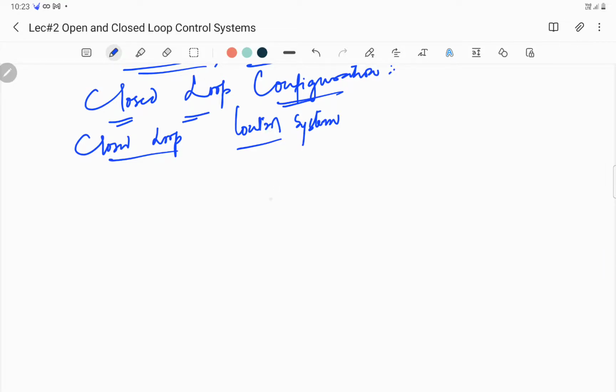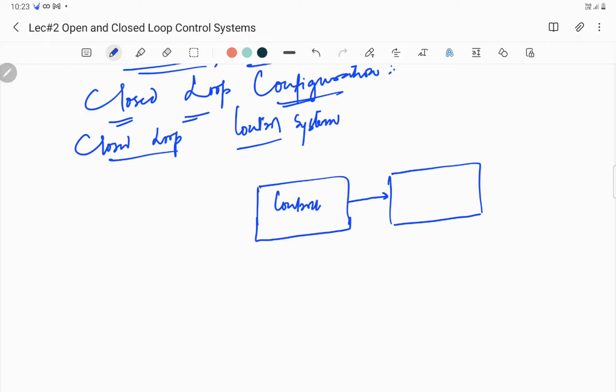In an open loop control system we have a controller, and then we have a process unit, we have an output, and we have an input. This part of the block diagram is true for both open and closed loop systems.